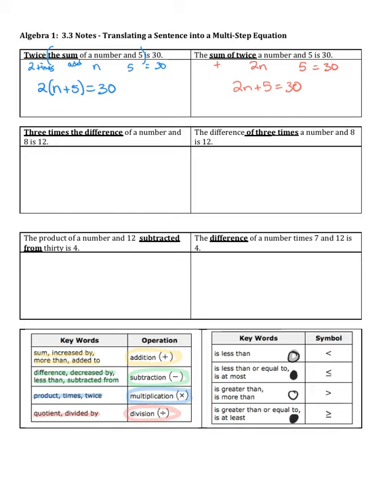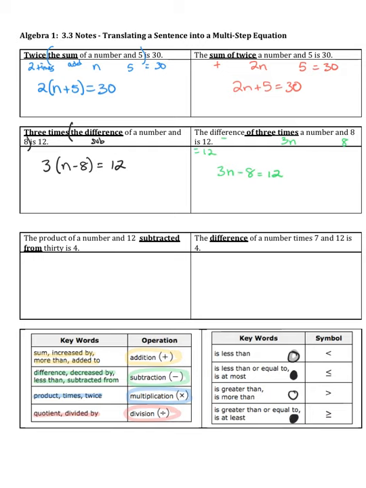All right, let's go on to the next one. 3 times the difference, okay? I'm going to put my parentheses here because we're doing 3 times the difference of a number and 8. So 3 times the difference, which is subtracting, 3 times (n minus 8) equals 12. Now over here, you've got the difference, which is again subtracting, of 3 times a number and 8 is 12. 3n minus 8 equals 12.